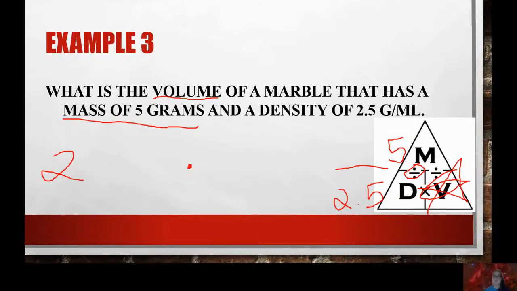Now, what's the unit of volume? Remember, we have a few units for volume. So to make sure, look at the units here. We have mass in grams. And then in the bottom, we have grams per milliliter. So what happens here when we are dividing, the grams are going to cancel out. Our unit is milliliters. 2 milliliters. That's our answer.